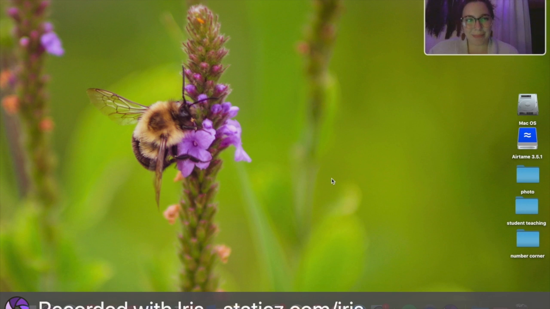Hello, fourth grade mathematicians. Miss Berlin here with your first day of Number Corner. Now, what is Number Corner? Number Corner is what will help us become better and more efficient mathematicians. Are you ready? Because I am. We are going to start day one with looking at our Number Corner calendar.